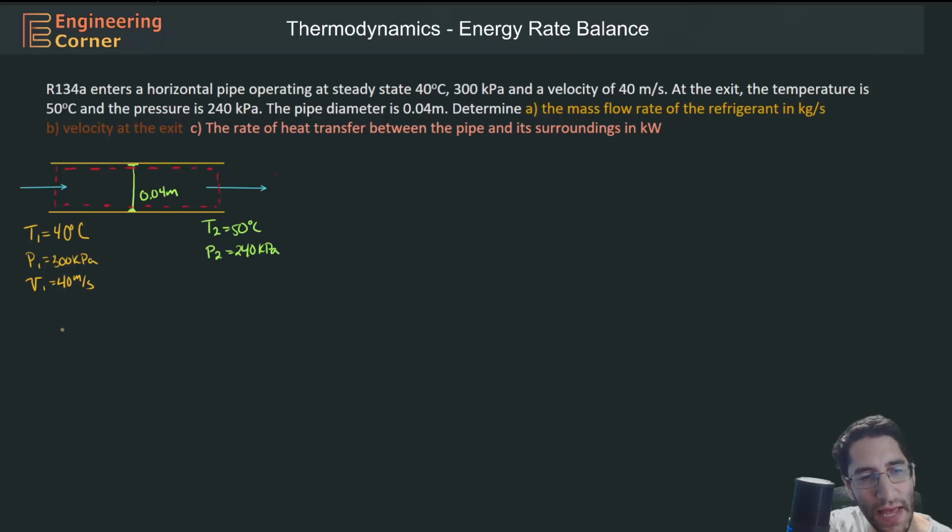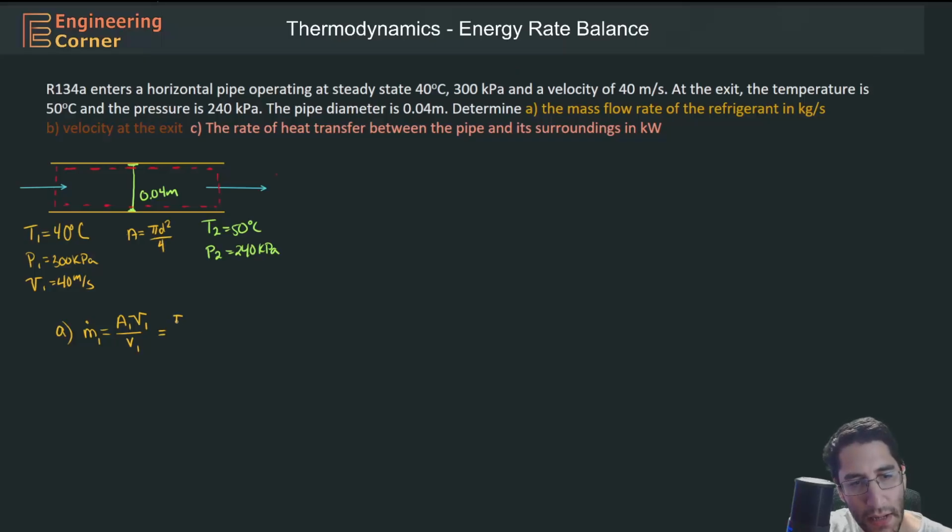So let's look at the mass flow rate. When we're looking at A, the mass flow rate, let's start with the equation for mass flow rate. My mass flow rate is going to be equal to the area times the velocity divided by the specific volume. In this case, I know the velocity at the inlet, V1, so all of these variables are just at state 1. So what do I actually have? Well, let's look at my area. This is a pipe, so my area is going to be pi d squared over 4.